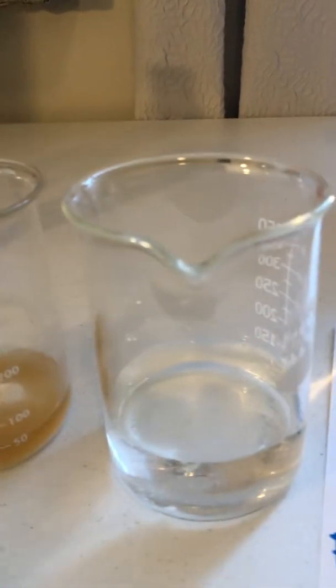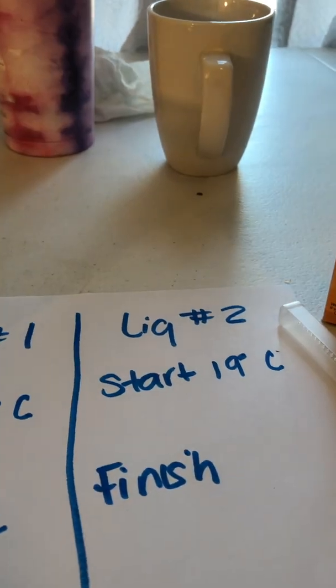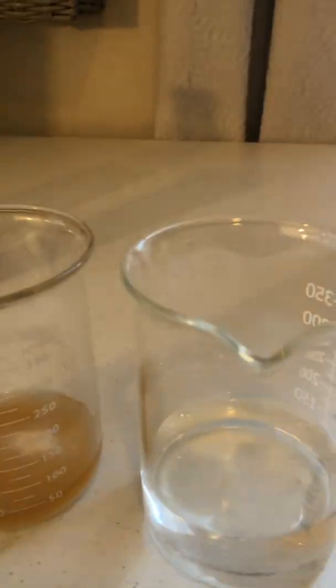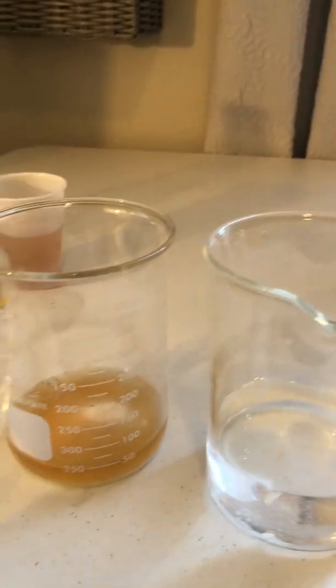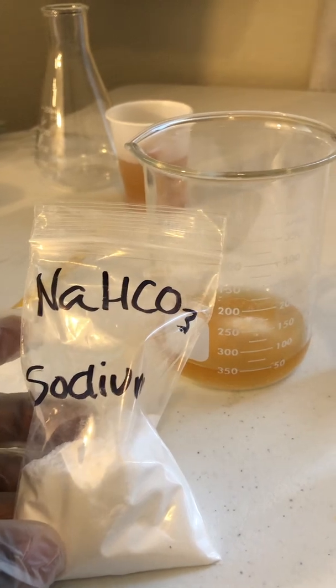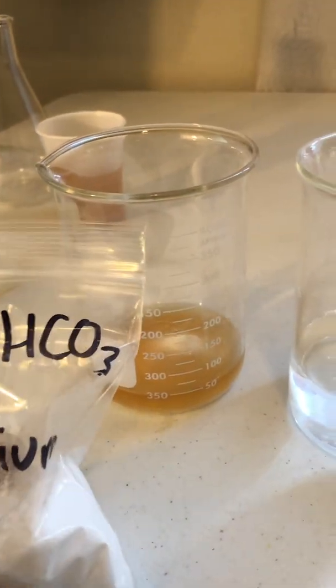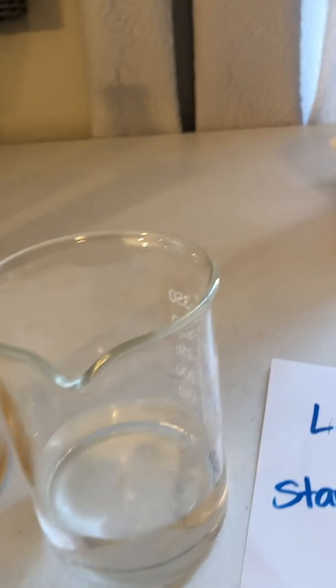Now let's examine liquid 2. Remember, liquid 2 began at 19 degrees Celsius. To this liquid, which is water, we're going to add sodium hydrochloride. So we're going to add some. This is also called damp red in the stores. So let's go ahead. We added that.